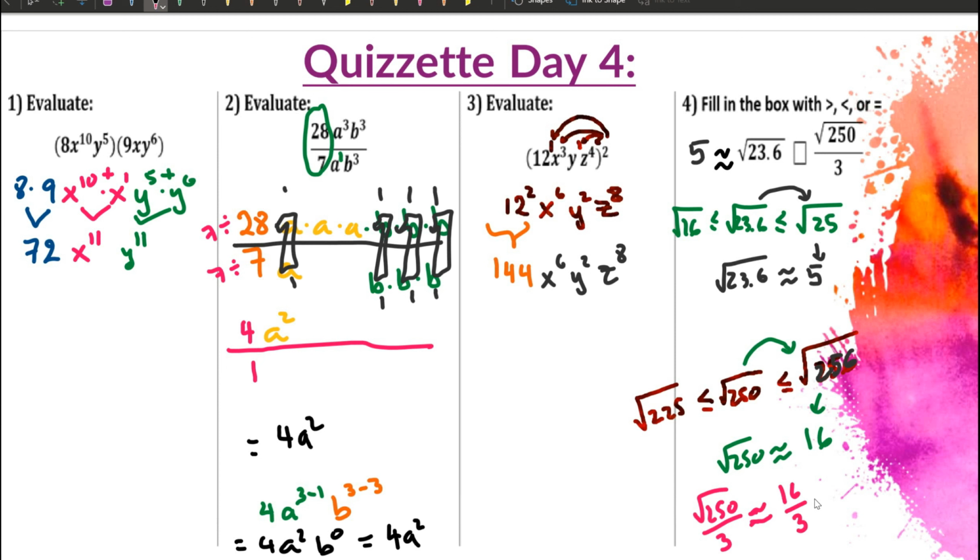16 divided by 3 will give you 5 whole and 1/3. So this is more than 5. The other one is approximately 5, but since 23.6 is less than 25, this 5 is less than 5. It's somewhere around 5, but it's less than 5. This is more than 5. It's 5 whole and 1/3. So your right hand side is larger than the left hand side.